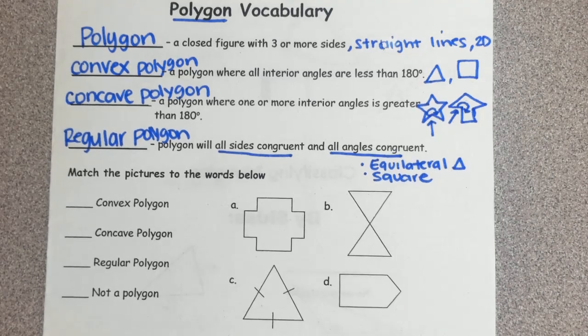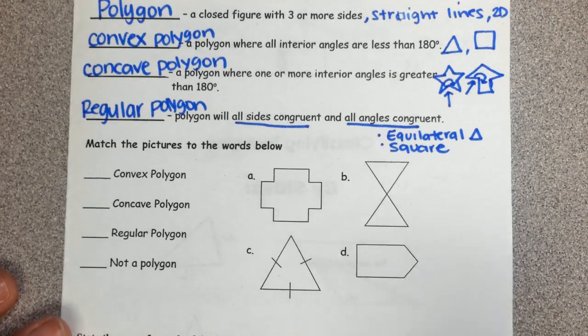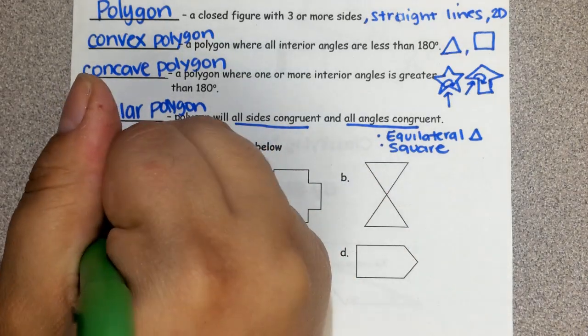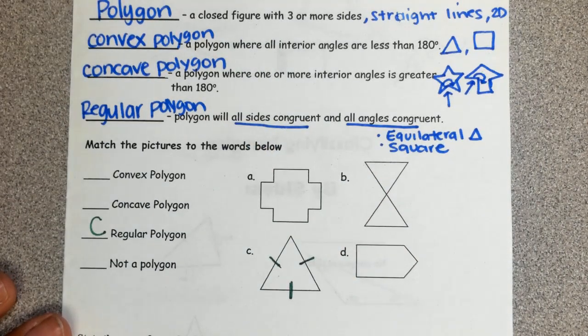Which one is easiest to identify? Like when you look at this list, which one do you think you can look at and know first? Which one? Not a polygon? I heard somebody say regular polygon. Which one's regular just by looking at these pictures? C. Why is C regular? It has the tick marks, which lets me know they're all the same. Do y'all agree with that?